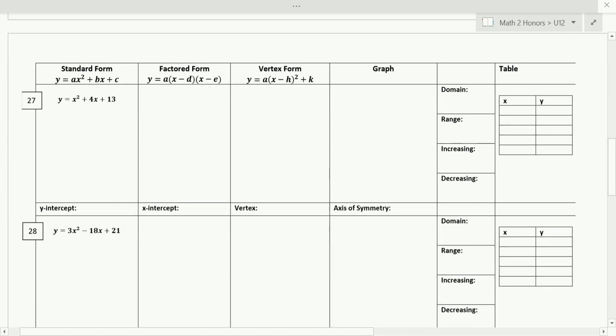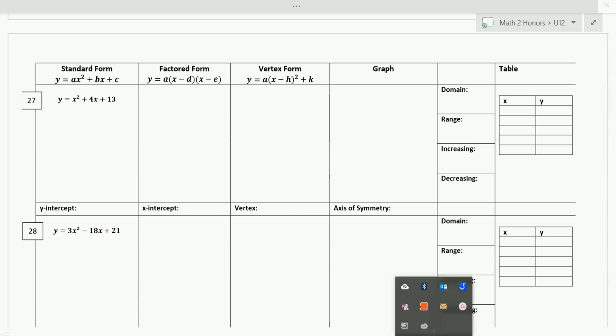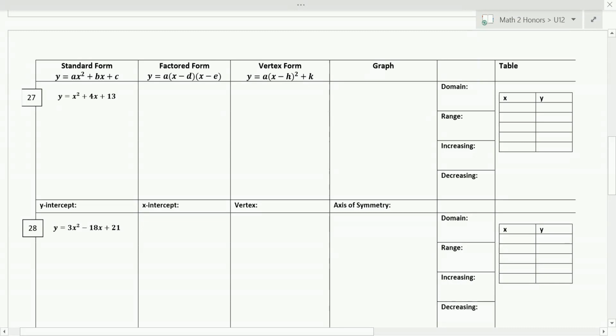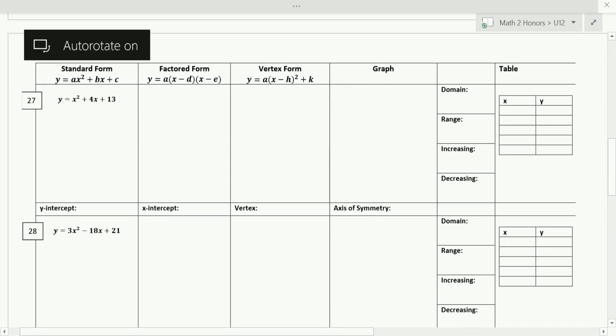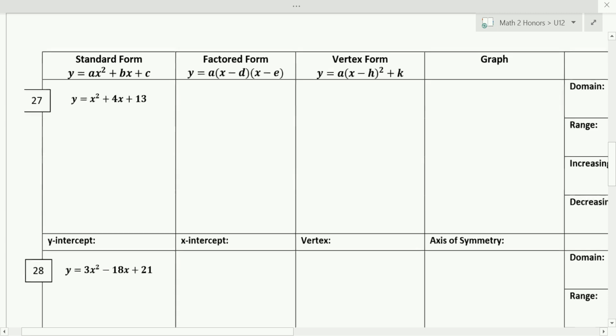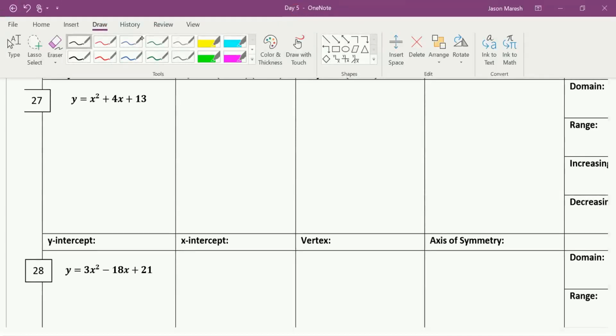And I'm going to give you a 5-minute head start. Do everything you can in 5 minutes. Number 27. When we get to that point, feel free to ask questions if you're not sure how to do something.